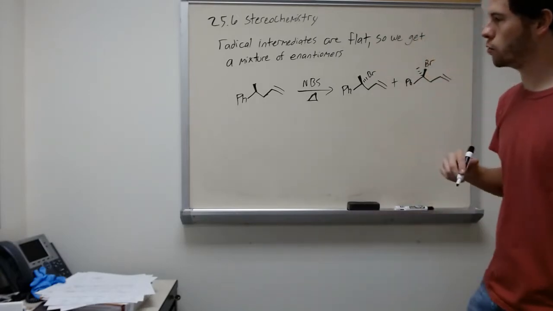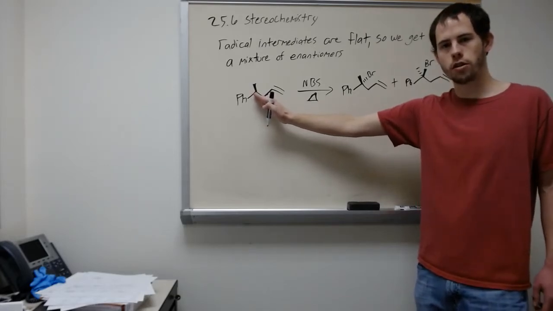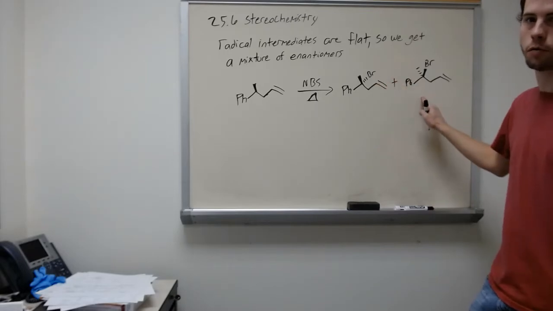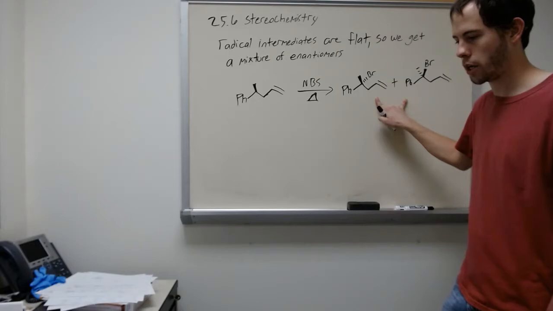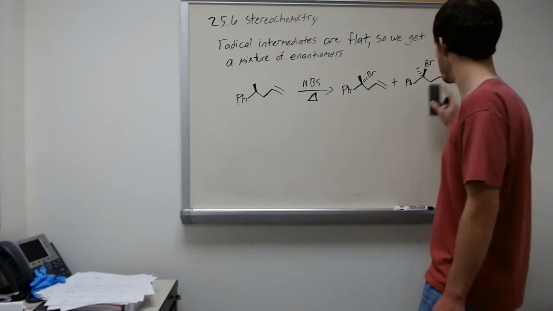And so again, once we generate the radical here, we lose our stereochemical information. It becomes flat, and our bromine can add to the back face or the front face, again giving us two enantiomers and a racemic mixture. And so let's take a look at one more example.